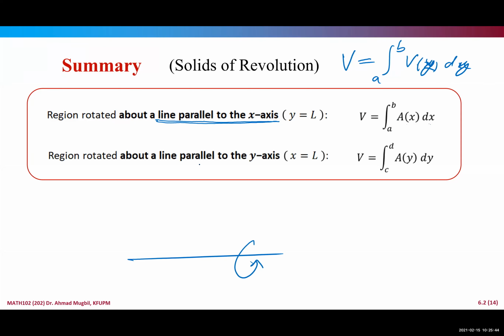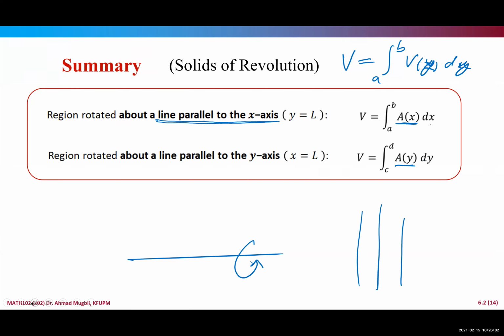If it is a vertical line, if the axis of rotation is the y-axis or any line parallel to the y-axis, it is a vertical line, then you will integrate with respect to y. And this must be clear for all of you. The question is, what is A of x? What is A of y?